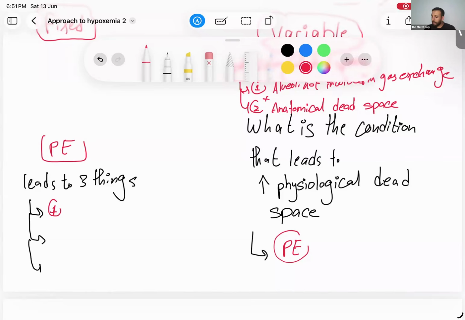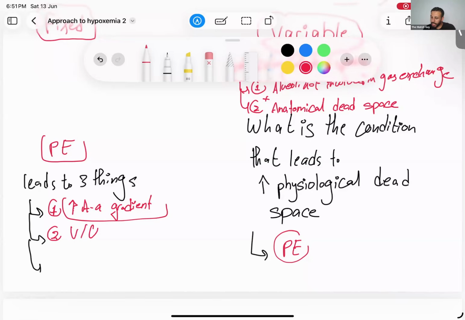So pulmonary embolism can lead to increased AA gradient, right? Another thing it can lead to: pulmonary embolism also leads to VQ mismatch. Why? Because pulmonary embolism leads to less perfusion, so it's going to decrease the Q. So the VQ ratio is going to be increased, so it's going to cause mismatch.